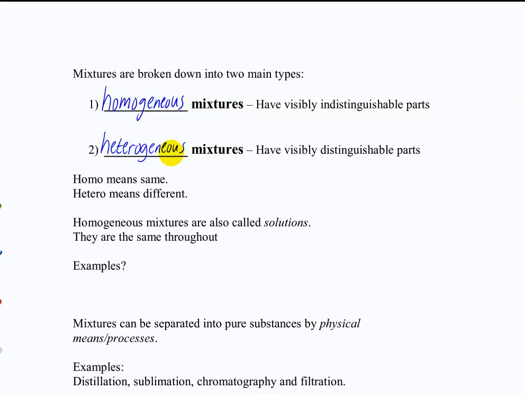Anybody else have a homogeneous mixture? Air, yes. Air is a homogeneous mixture. We've got nitrogen, oxygen, argon, other gases floating around. But it all looks the same to us. Most mixtures of gases seem homogeneous to us.